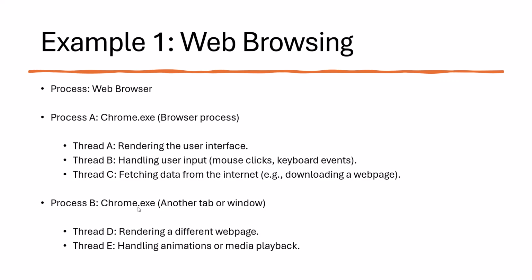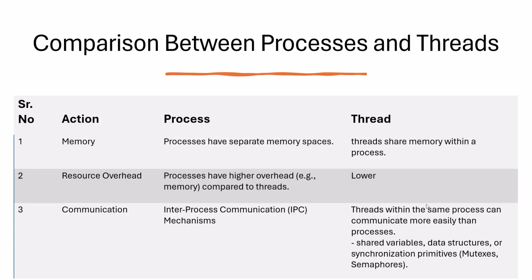Like here, this process B is also having two threads, where one is rendering the different web page and the other is handling the animation or media playback. So likewise, every process will have one or multiple threads based on the requirement. This is one of the very simple examples to understand process and thread.